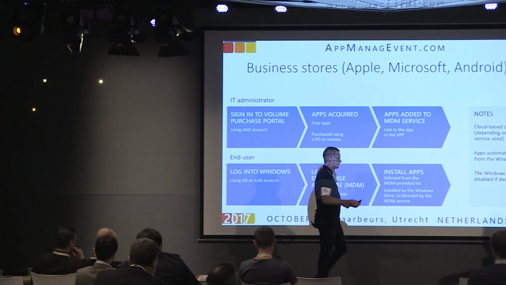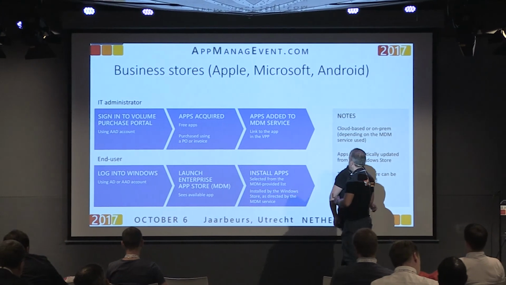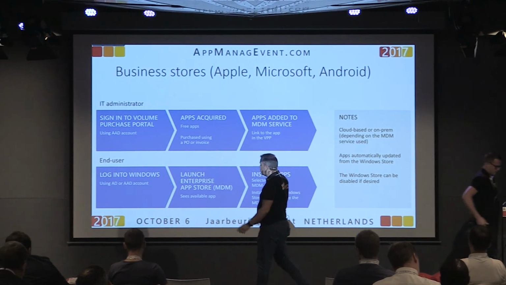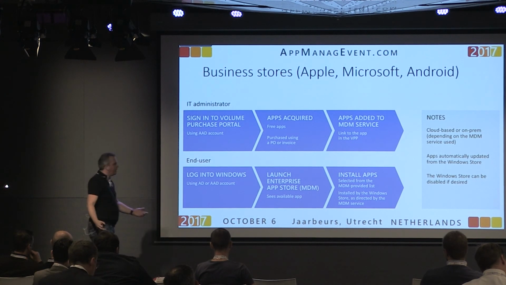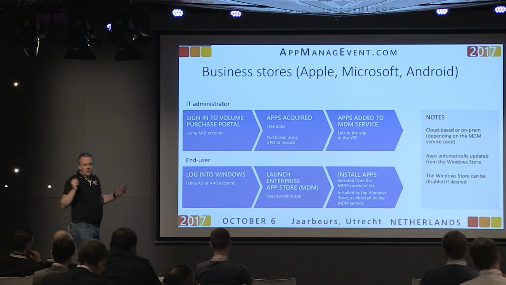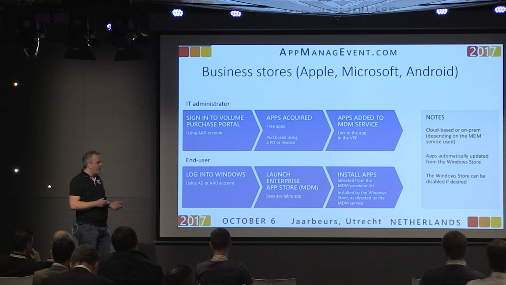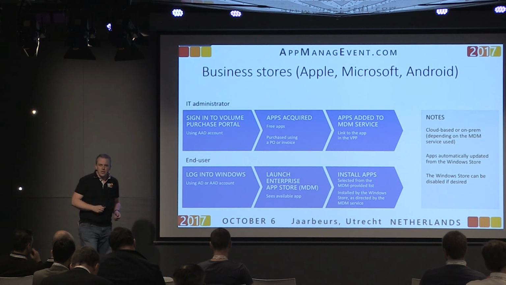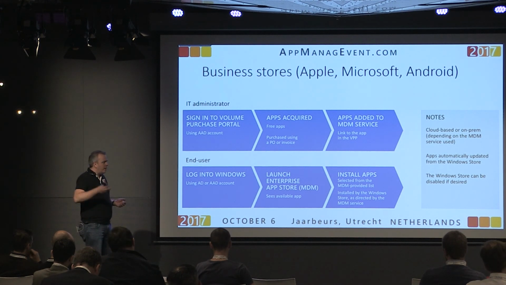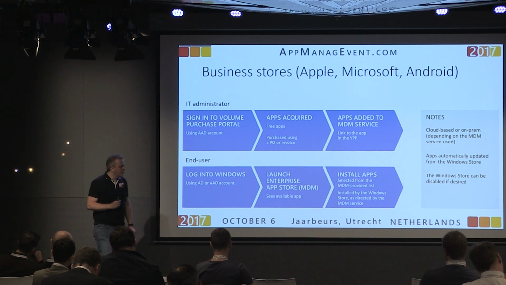So if we look at the business stores, and we have a business store for Apple, Microsoft, and Android, it basically comes down to the same principle. We as a company can buy applications upfront and pay for them for your users, so that the user, if he wants to install an app that costs a couple of dollars, doesn't need to use his own credit card to install the app before he's able to use it.